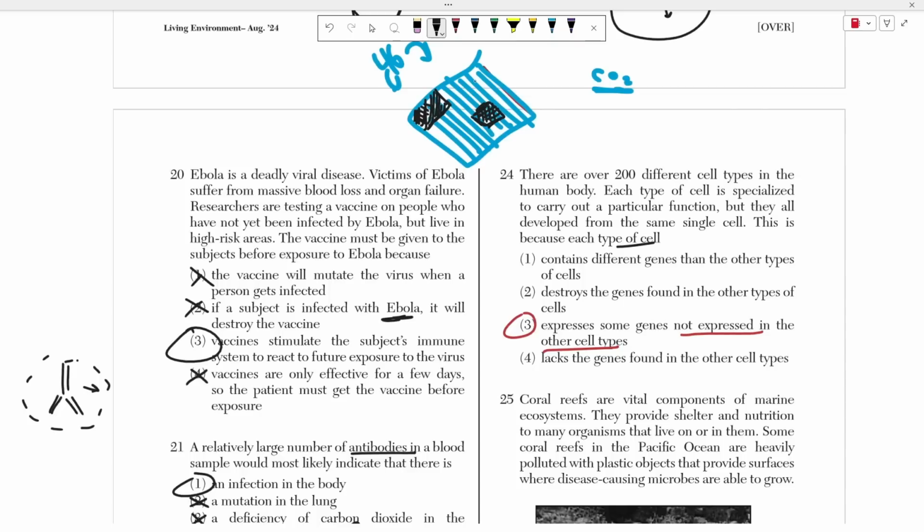Okay, so again, you need to remember that every single body cell has the same amount of DNA, it's just expressed differently. Okay, choice 4 is the opposite of what I just said, right? Again, every single gene is found in every single cell. It's just expressed differently. 2, destroys the genes found in other types of cell. Genes are not destroyed unless they're mutated, which is not normal. And 1, this is because each type of cell contains different genes from other types of cell. Again, that's false. We all have the same amount of genes.